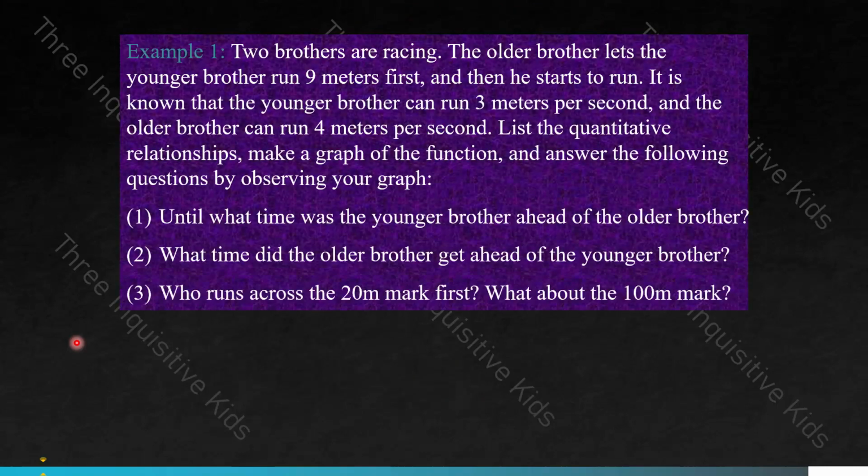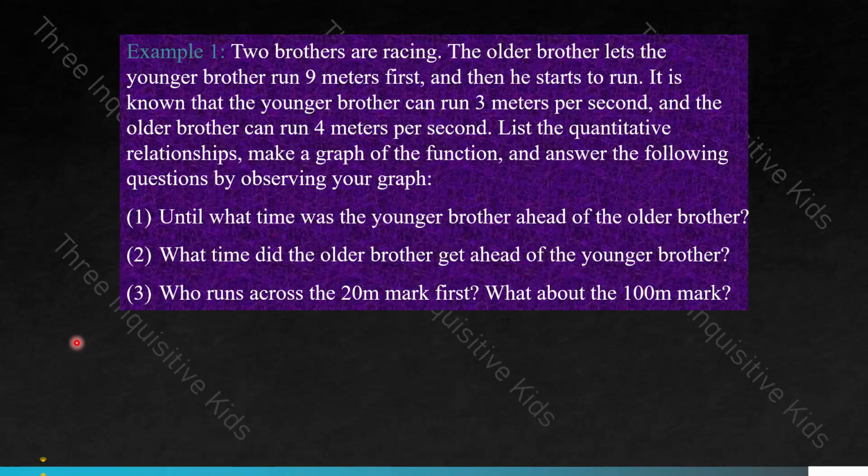Now we're gonna use all of the information and concepts we've just learned to solve a word problem. Two brothers are racing. The older brother lets the younger brother run 9 meters first and then he starts to run. It is known that the younger brother can run at 3 meters per second and the older brother can run 4 meters per second. List the quantitative relationships, make a graph of the function, and answer the following questions by observing your graph.